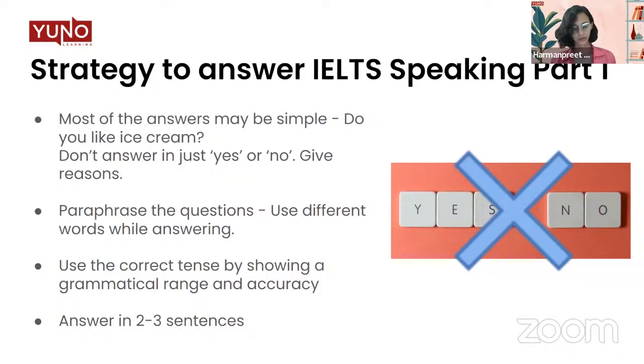For part 1 and part 2 questions, always make sure that you answer in 2 to 3 sentences. It doesn't always have to end with a simple yes or no. You can expand it with simple clarifications of how you really like it. For example, if you take the same question, do you like ice cream? How do you like it? Maybe you can talk about an anecdote, that your dad always used to bring you ice cream, or there's a particular flavor that you like. Let's move on. So these are the things that you always have to keep in mind.